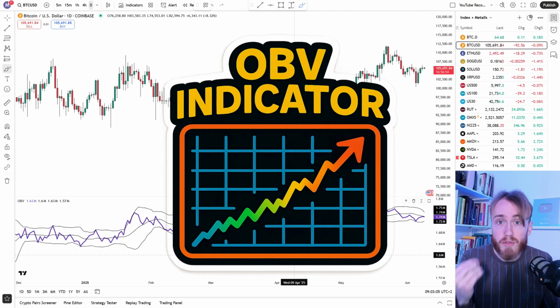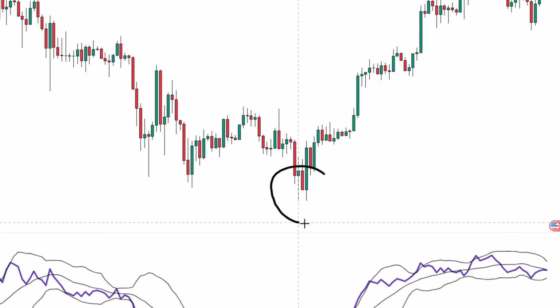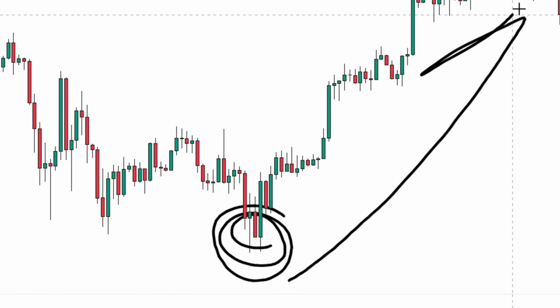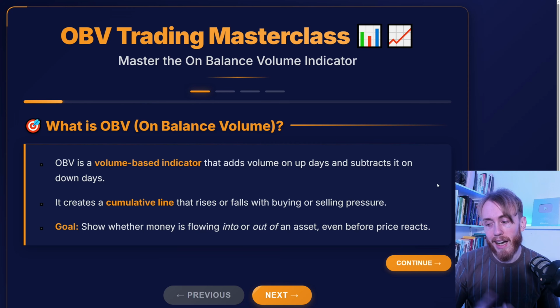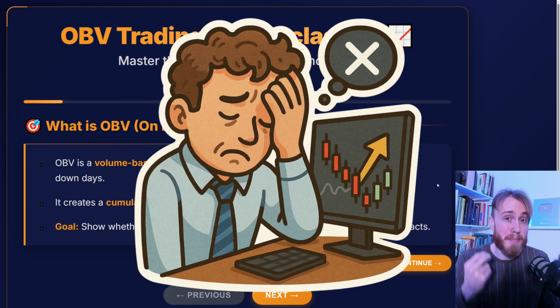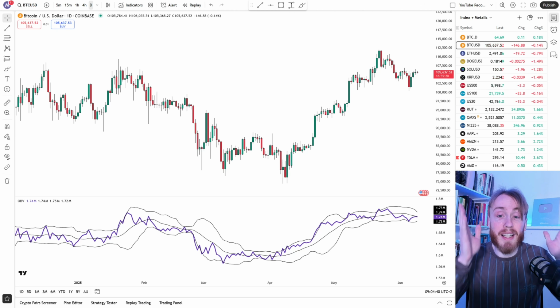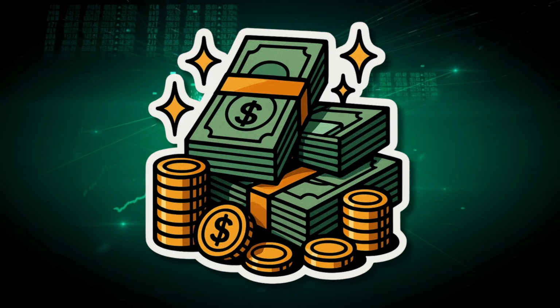The on-balance volume indicator flashed a buy signal right here, just before the massive Bitcoin move towards the upside. However, most traders missed this signal. But in this video, you will learn everything you need to know about the on-balance volume indicator so you can spot signals like this and, as a result, make money.